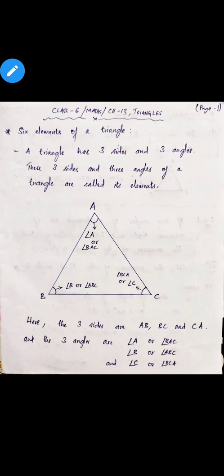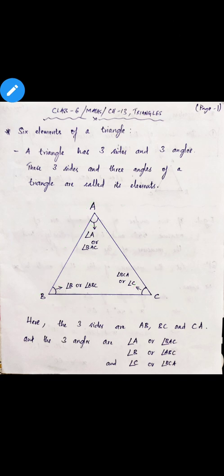Okay, so what are the sides here? The sides here are AB, BC and CA. So these are the sides. Okay, and what are the angles? The angles here are angle A, angle B and angle C.